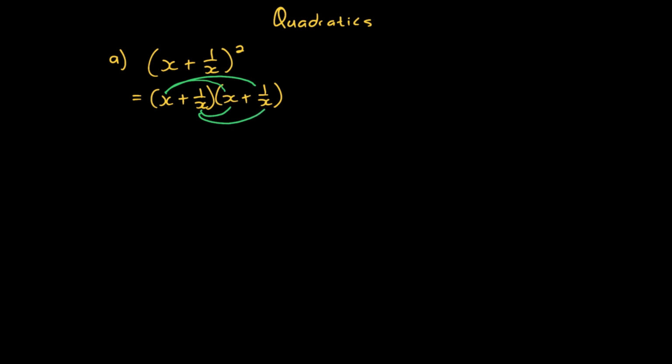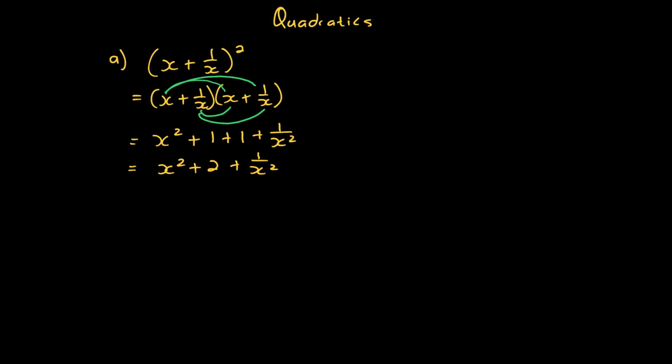So we've got then x times x, which gives us x squared. X times 1 over x actually gives us 1. 1 over x times x again gives us 1 because the x's cancel out. And then we have plus 1 over x squared. So our final answer will then be x squared plus 2 plus 1 over x squared.